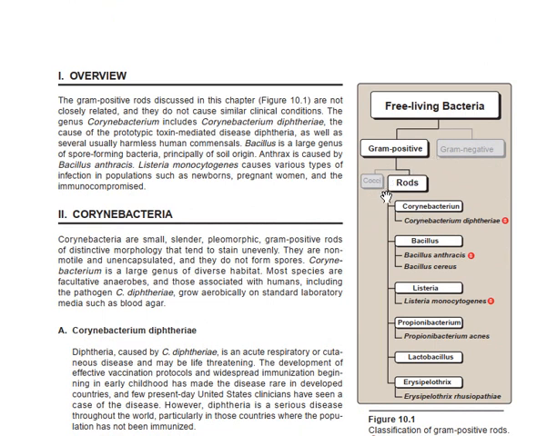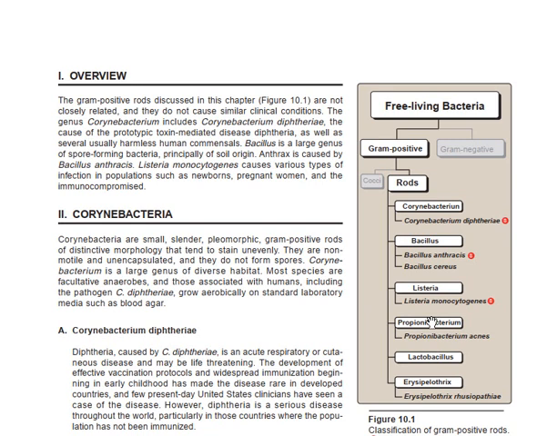Gram-positive rods can consist of Corynebacterium. An example of Corynebacterium is Corynebacterium diphtheriae. The gram-positive rods also include Bacillus. Examples of Bacillus are Bacillus anthracis and Bacillus cereus. Gram-positive rods can also consist of Listeria. An example of Listeria is Listeria monocytogenes.